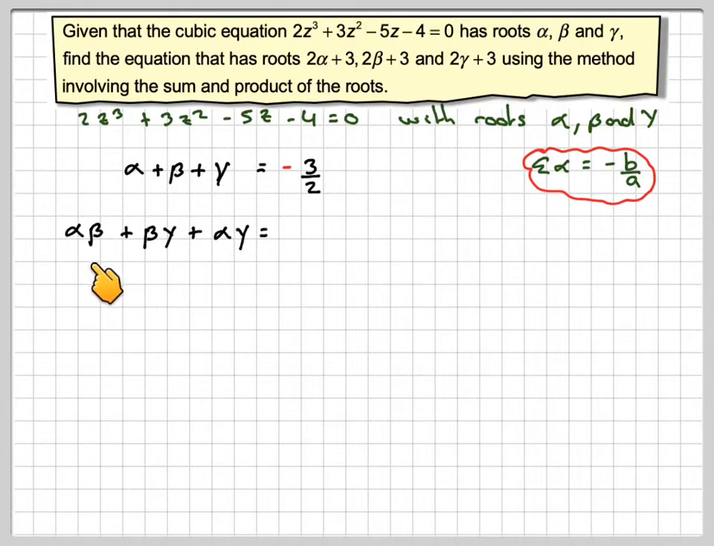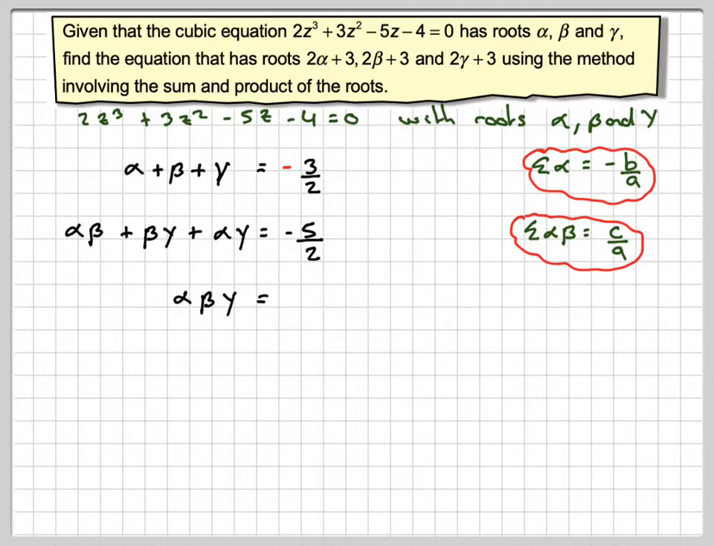The product of the pairs of roots, alpha beta plus beta gamma plus alpha gamma, I like to write it that way around because it's in alphabetical order, is equal to c over a. This is the shorthand version for that. So c is going to be minus 5 and a is 2. And then the product of the roots, alpha beta gamma, is equal to minus d over a, so it's going to be minus 4 over 2, so it's 4 over 2, which is equal to 2. Just be careful with the minus signs.